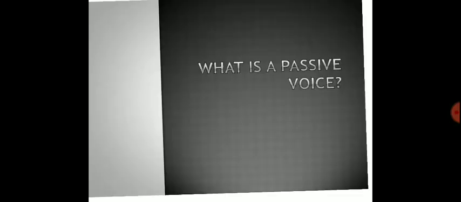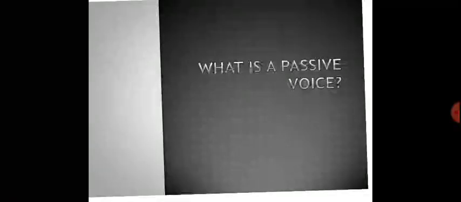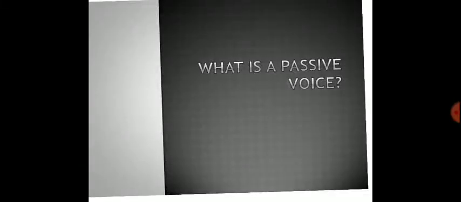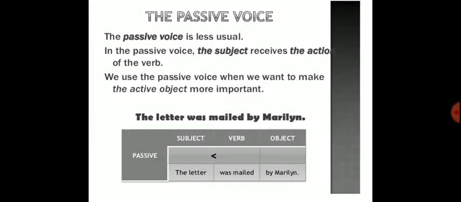Okay, so now we'll move to the next topic: what is passive voice. When a sentence is in passive voice, the subject is being acted on by the verb, and the subject typically comes after the action. For example, the letter was mailed by Marilyn. So here you can see that the letter is the subject, the verb is "was mailed", and the object is Marilyn.